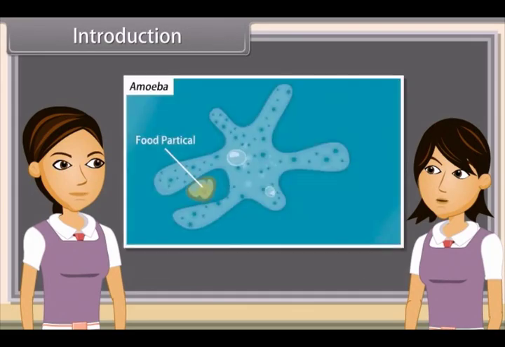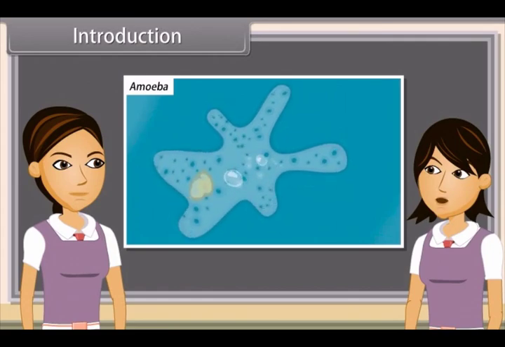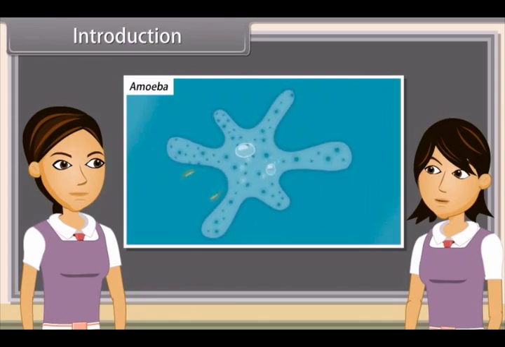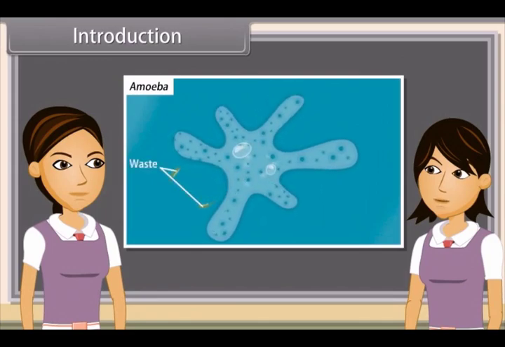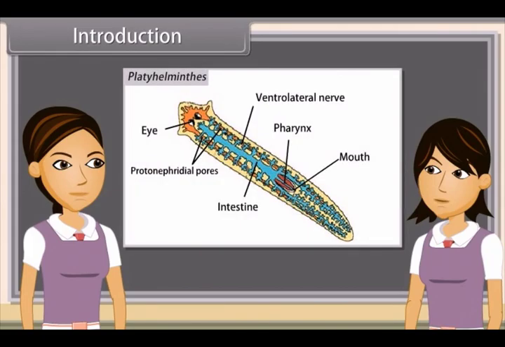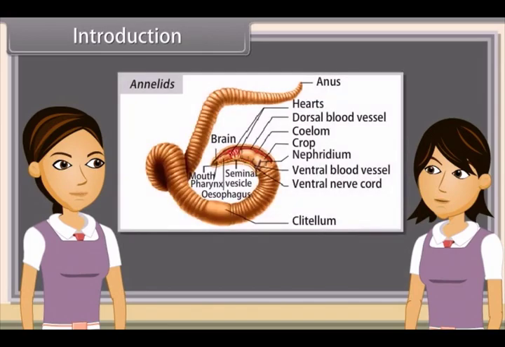Unicellular organisms remove these wastes by simple diffusion from the body surface into the surrounding water. For example, in amoeba, it is done through the plasma membrane. While complex multicellular organisms use specialized organs to perform the same function. In platyhelminthes, excretory organs are protonephridia or flame cells, while in annelids, it is nephridia.